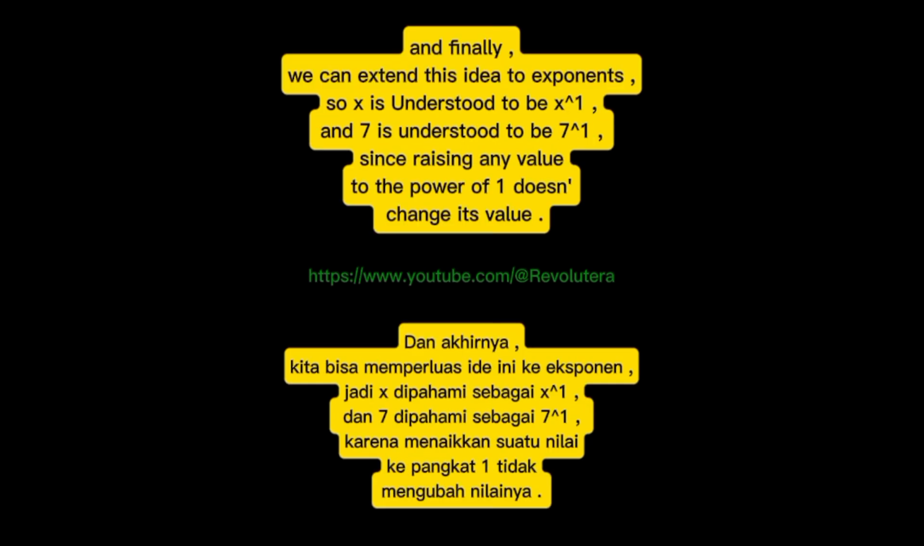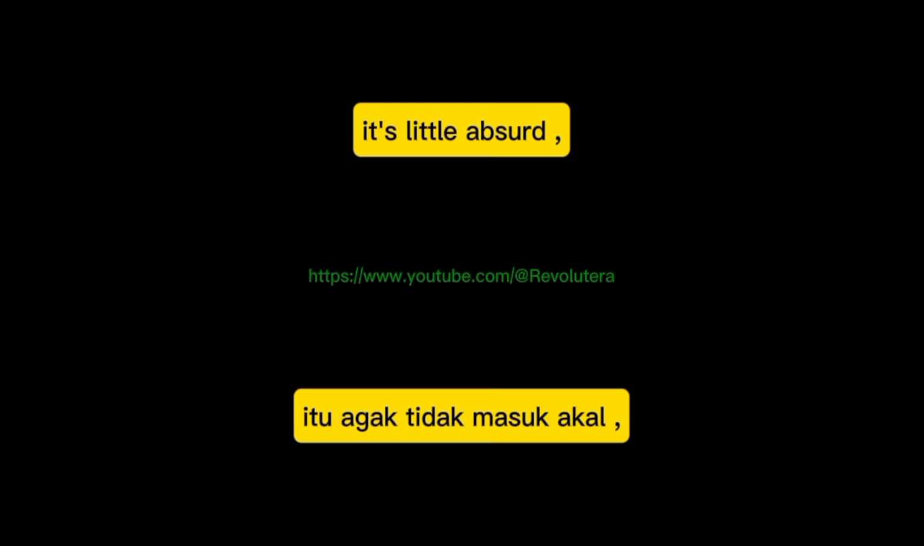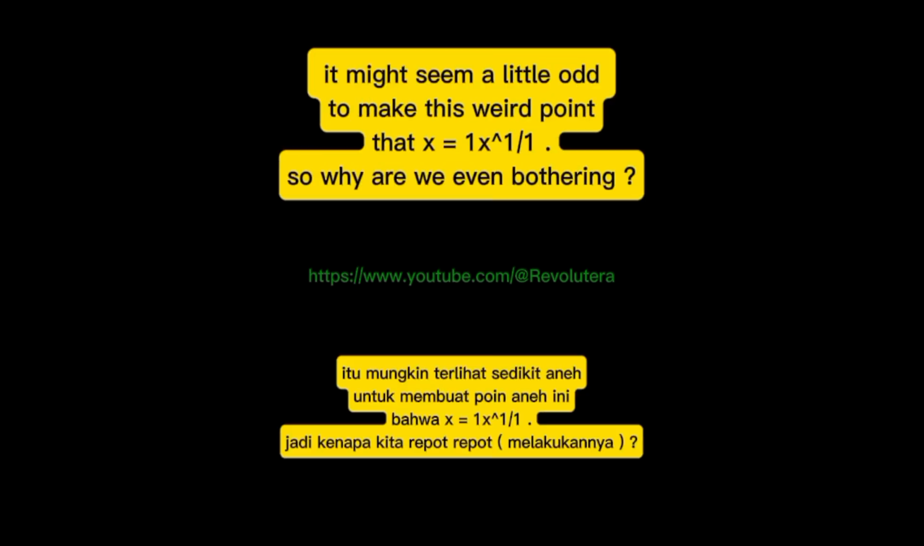And finally, we can extend this idea to exponents, so x is understood to be x to the power of 1, and 7 is understood to be 7 to the power of 1, since raising any value to the power of 1 doesn't change its value. It's a little absurd. Why does this matter? It might seem a little odd to make this weird point that x equals 1x to the power of 1, so why are we even bothering?